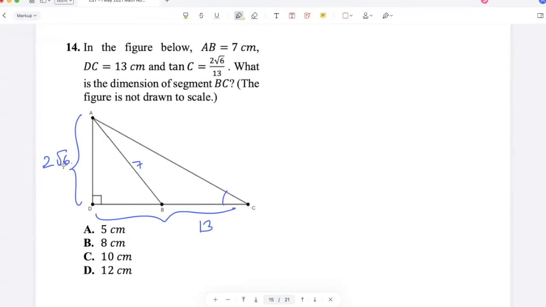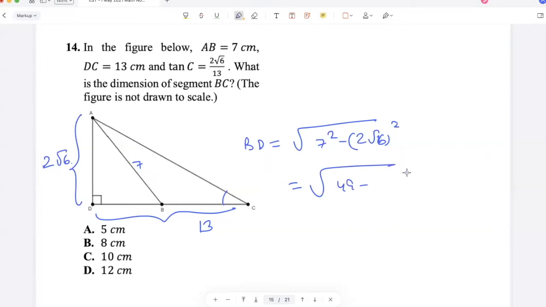Right, so first we can find BD. BD will be the square root of 7 squared minus (2 root 6) squared by Pythagoras theorem. So that's 49 minus 4 into 6, 24. So that's 5. BD is 5. So BC would be 13 minus 5, 8.